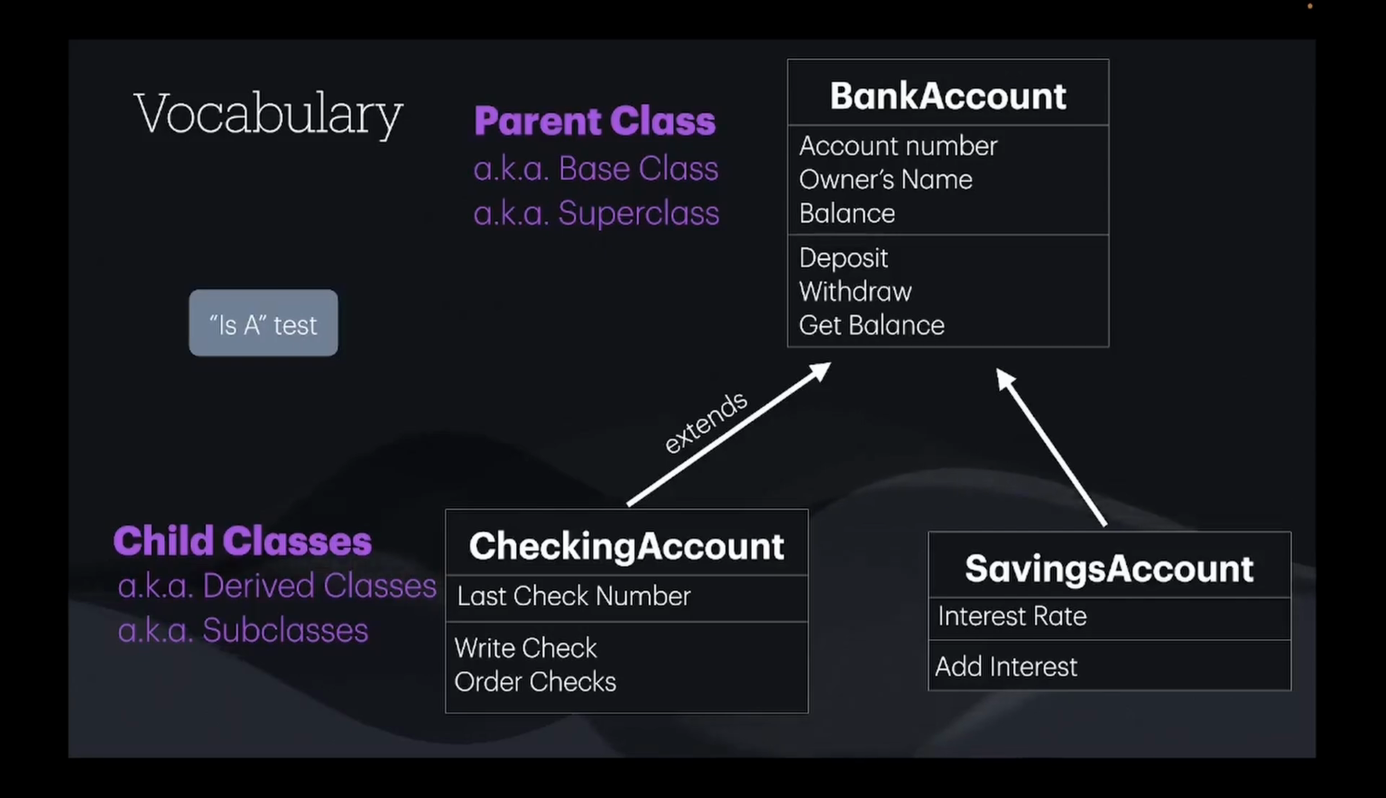A savings account is a type of bank account, so it's going to extend the bank account class just like checking account does. And we can go beyond that. I didn't show it here, but we can have a VIP savings account, which maybe has some other features and a higher interest rate or something like that. That could extend savings account, which extends bank account. And so we can have multiple levels of this.